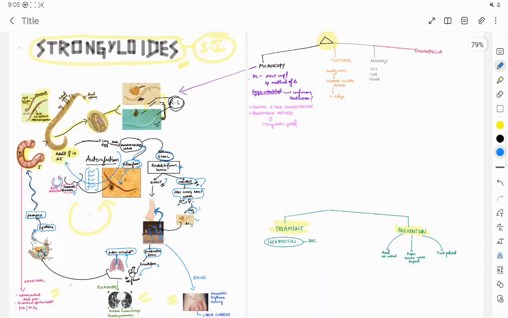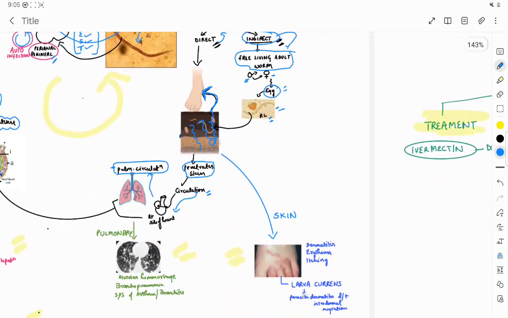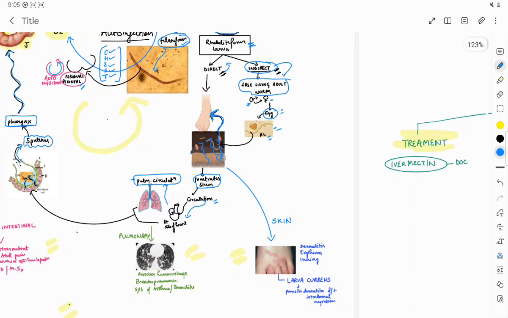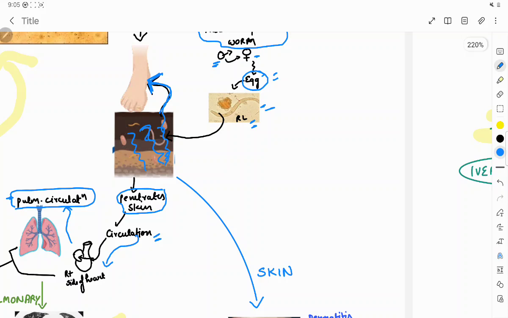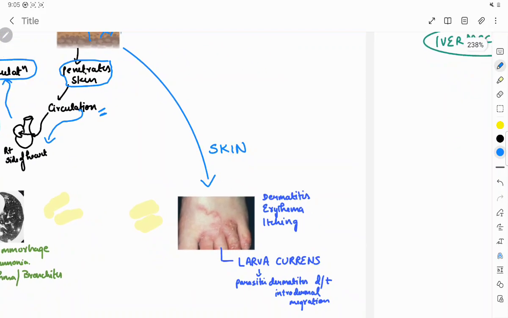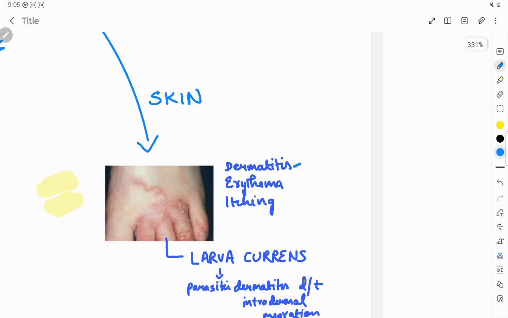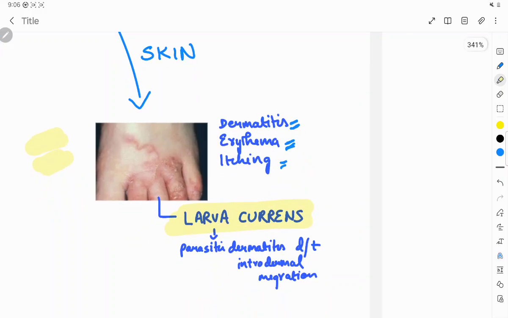So next we will try to understand the signs and symptoms related to Strongyloides. The first point, where this filariform larva penetrates the skin, leads to symptoms related to our skin. We will have dermatitis as it penetrates. At the site we will have erythema and itching. Now a very special condition associated with Strongyloides is larva currens. Larva currens is a parasitic dermatitis that is because of intradermal migration of this form.